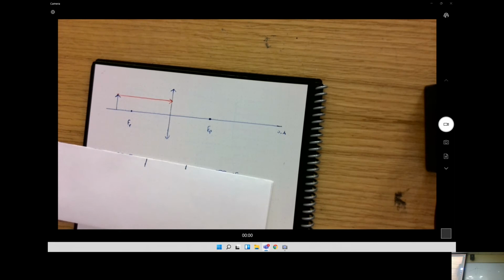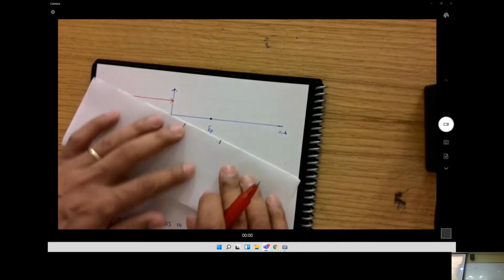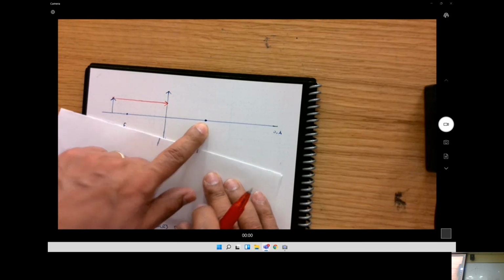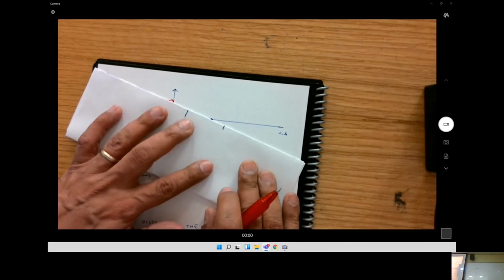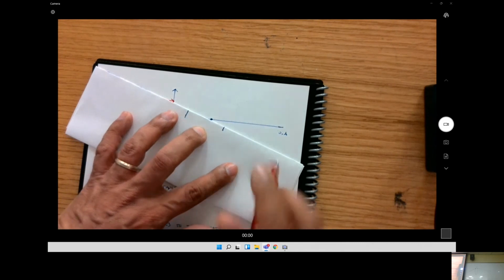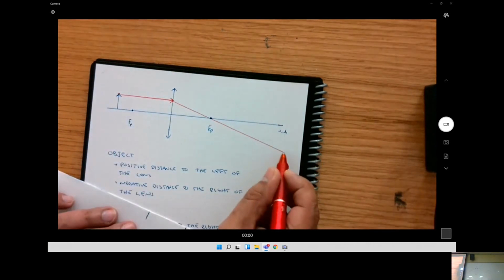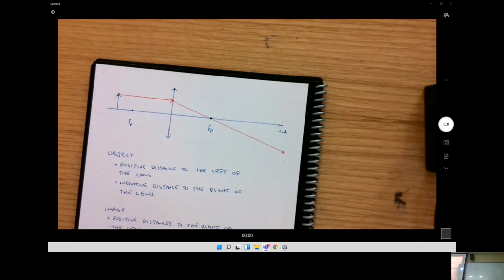Now, we know that when light goes parallel to the optical axis and hits the lens, it's going to focus on the focal point. So this ray is going to go and pass through the focal point. And it's just going to continue all the way like that.